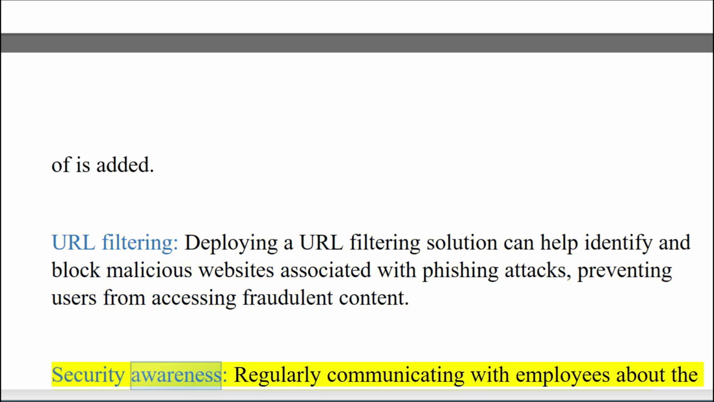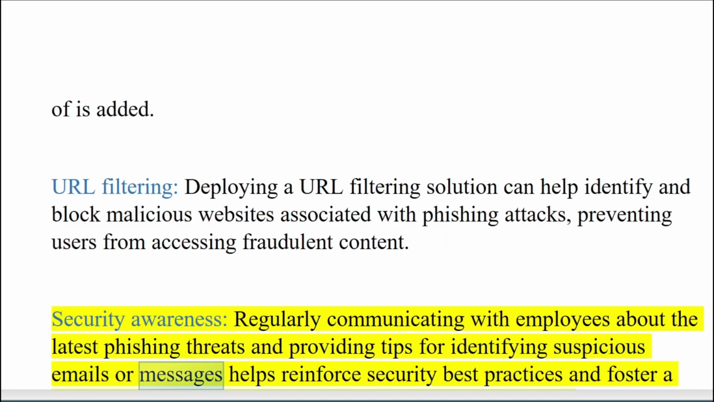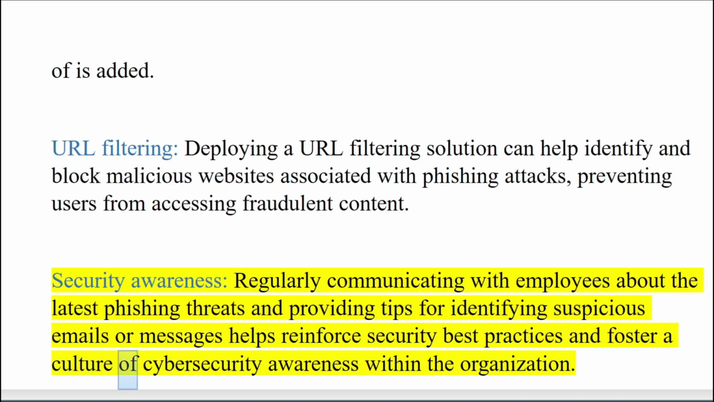Security awareness. Regularly communicating with employees about the latest phishing threats and providing tips for identifying suspicious emails or messages helps reinforce security best practices and foster a culture of cybersecurity awareness within the organization.